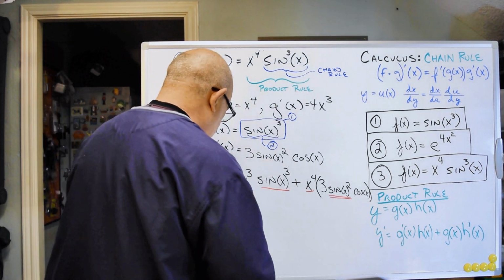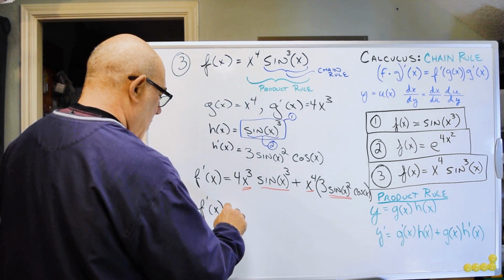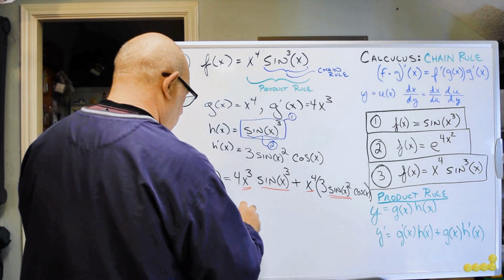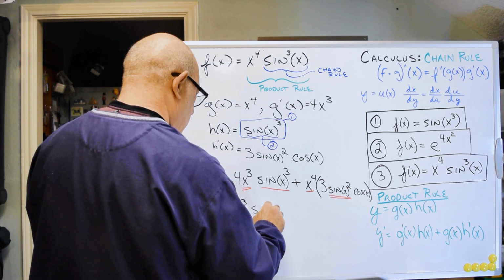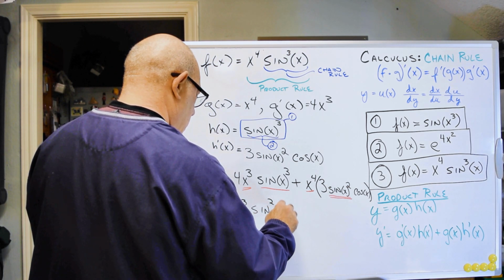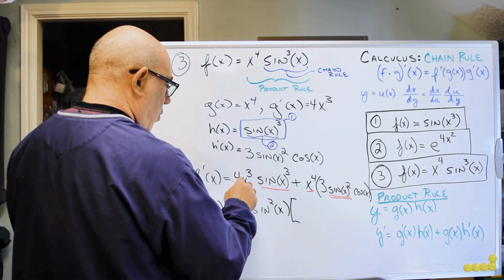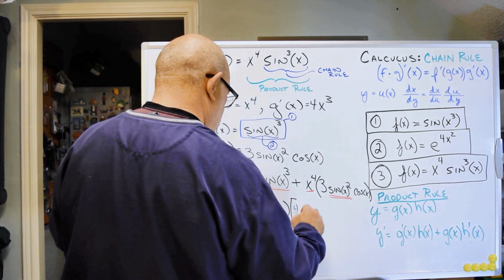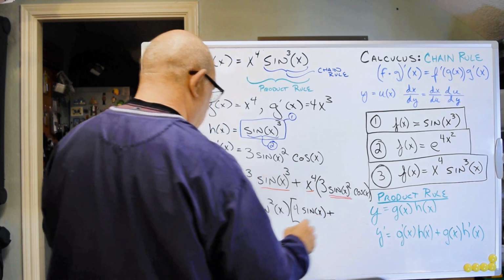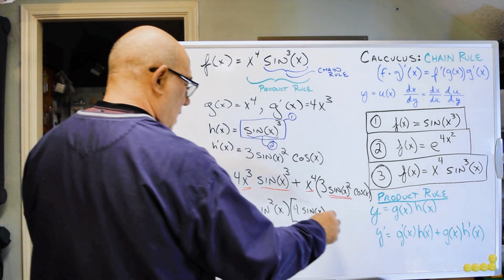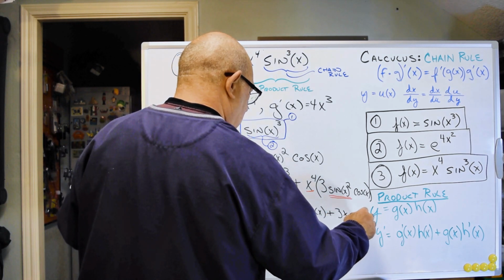Okay, so let's write that pretty quick. We have f prime of x equals x cubed times sine squared of x times whatever's left: 4 sine of x plus, what's left here, 3x cosine x.